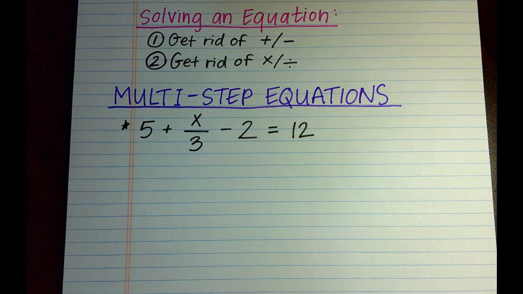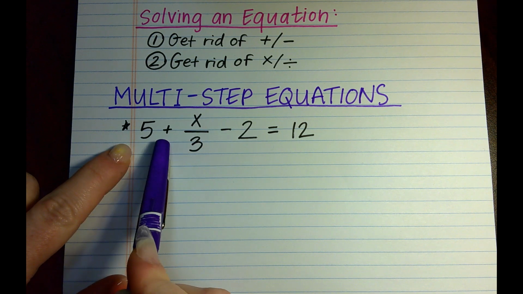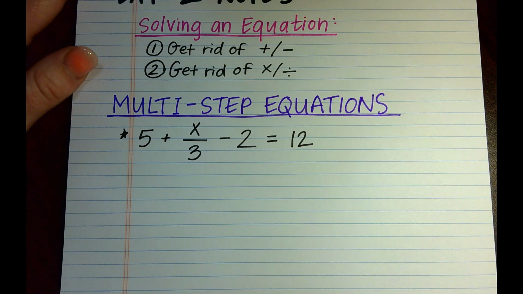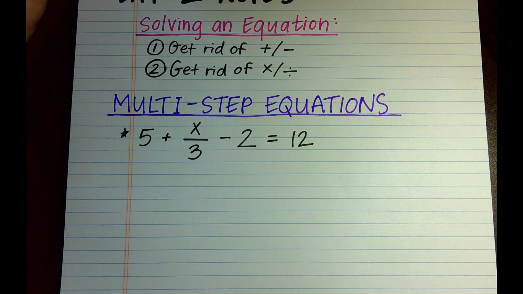When we have an equation where there are more than 2 steps, we actually have more than one option for the first step that we want to take. So I have 5 plus x divided by 3 minus 2. So what are some of the things that we could do first?